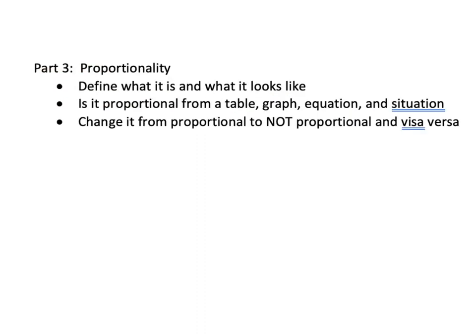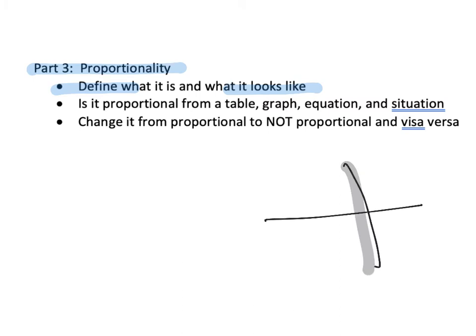Part 3 is on proportionality, and this was on the last quiz that some of you had to go back to. So let's talk about what you need to know. You have to be able to define what it is and what it looks like, okay? So on a graph, just a reminder, I'll use a pen, that might be helpful. Proportional means it's a straight line and that it goes through the origin. That is proportional. The minute it goes off of the origin, it is not proportional. So make sure you know what it is and things like that.